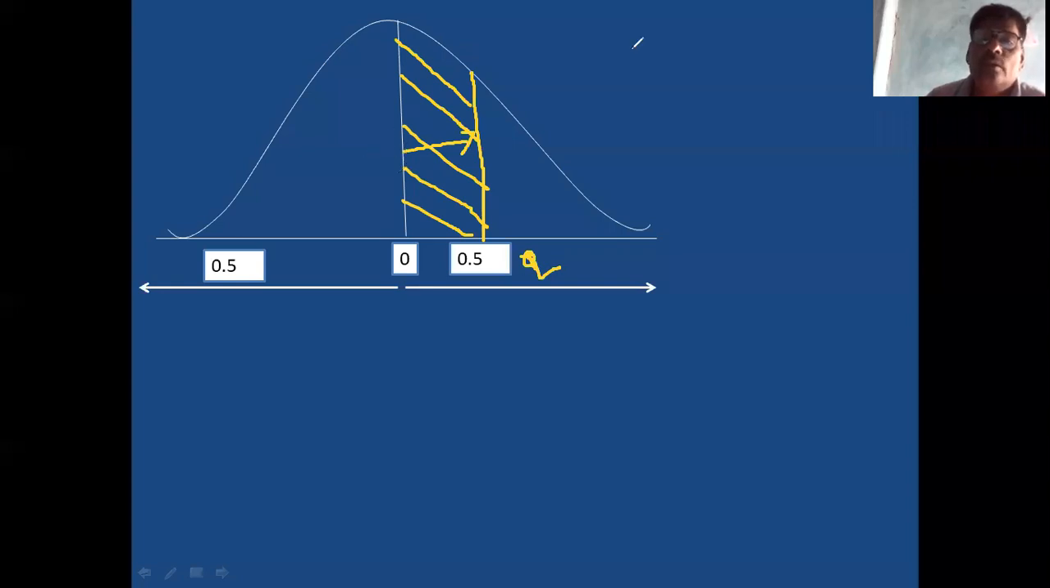You see here, 0 to 2. If you want to know the area from 0 to 2, this area, for this you go through the normal distribution table. I'll show the normal distribution table.